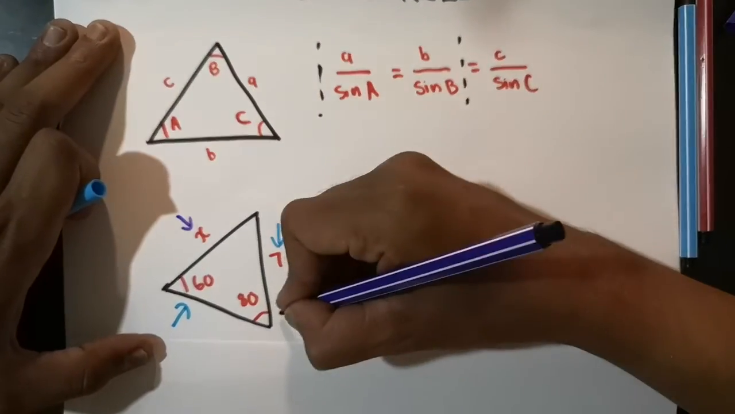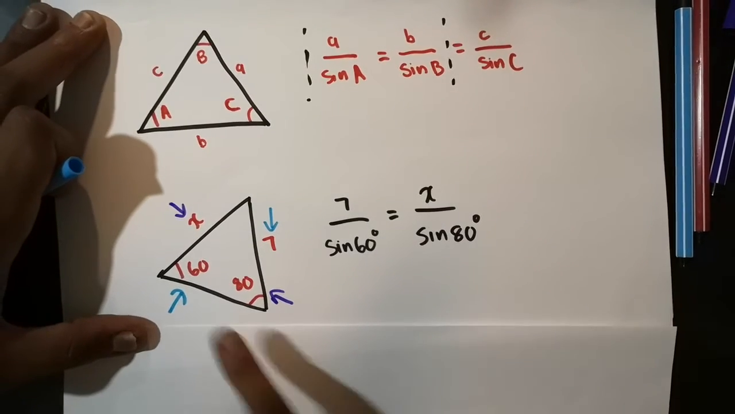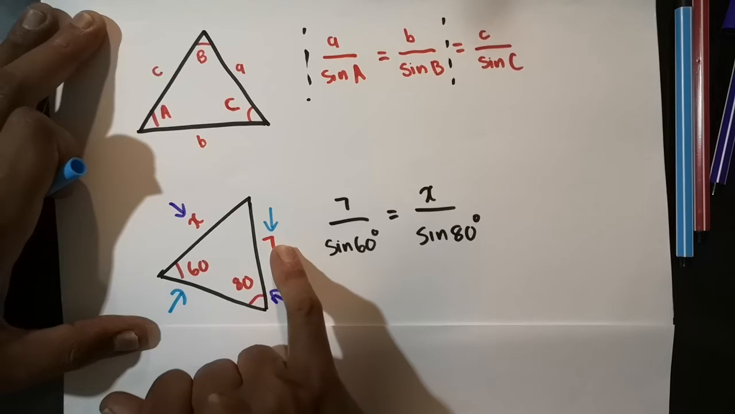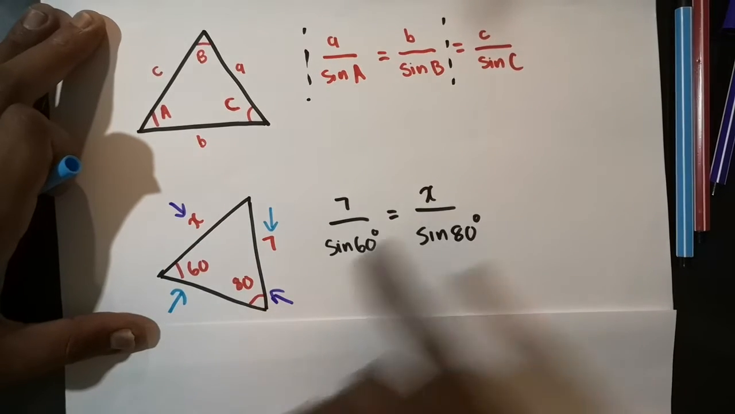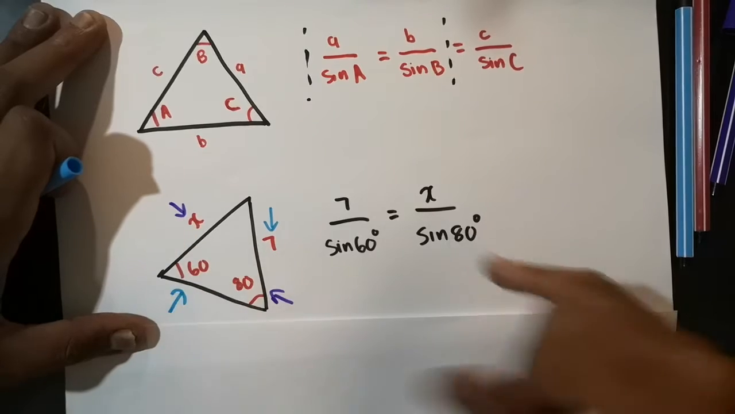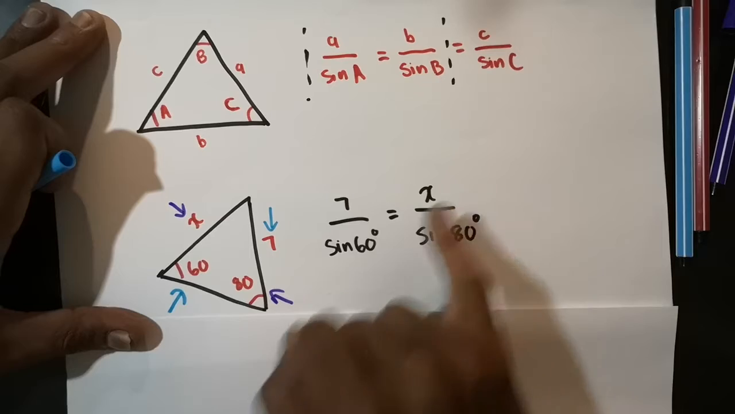This will be my second pair. I repeat again: length over angle. It cannot be angle over length. Top is length, bottom is angle.